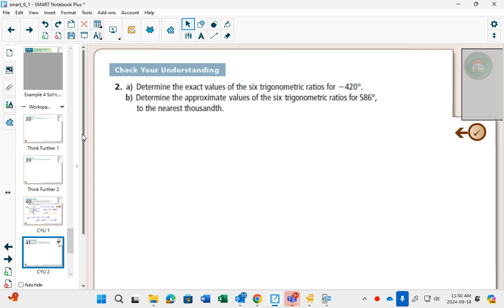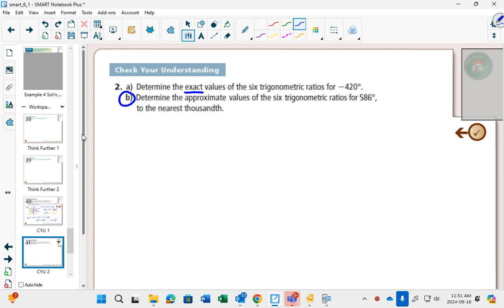Example 2, it says determine the exact values. Actually, we are only going to do 2b right now. We're going to leave 2a until after we have done our major circle project, because we're going to make a unit circle and put all the memorized values on there. So anything with exact, we're going to leave for later.